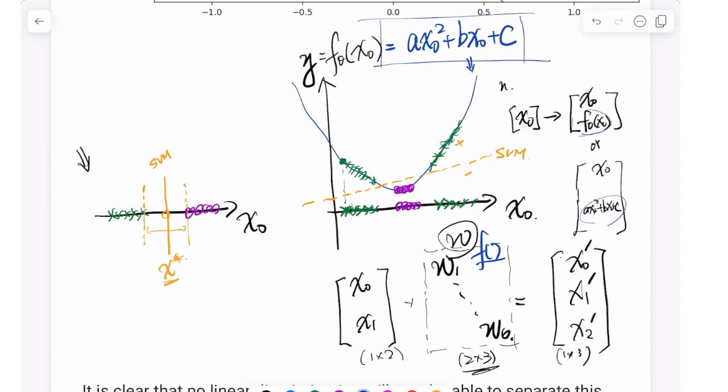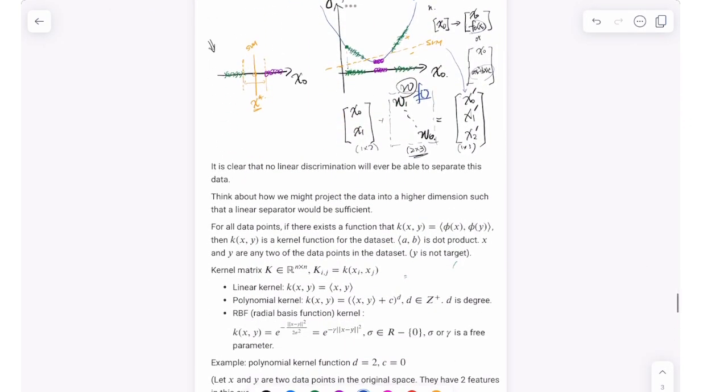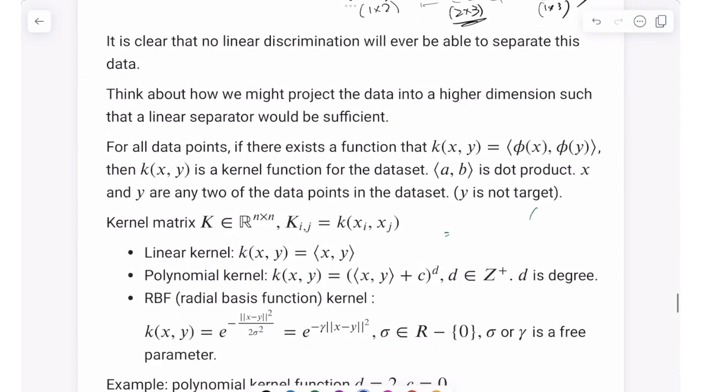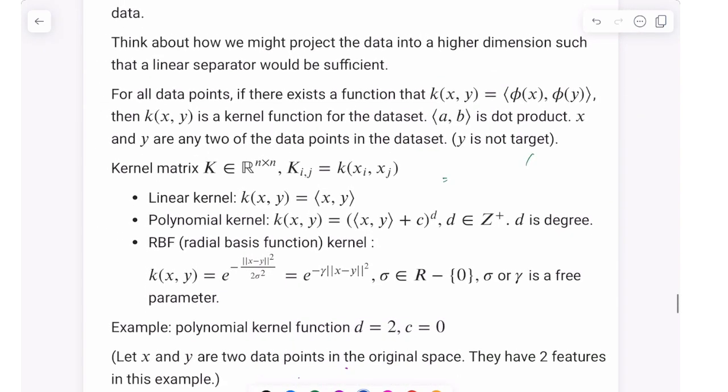Okay, but we know that it is possible to go from 2 to 3 dimensions, and we can perform SVM in the x0, x1, x2 prime space. So the problem becomes, again, how do we find such an f function, or such a w, to help us transform the original data from the low dimension to a high dimension? Okay, so that is the concept of more advanced SVM.